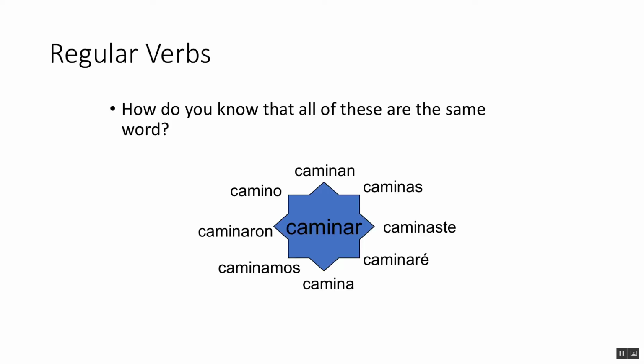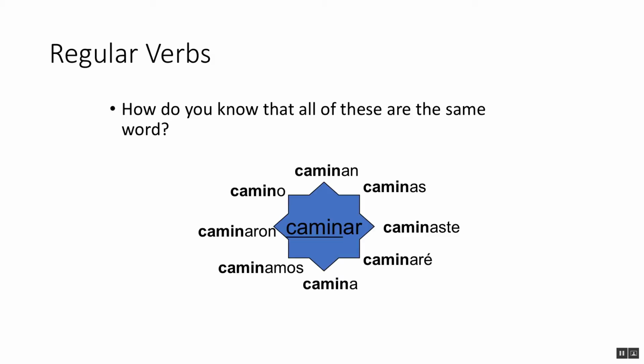Now think about how you know that all of these are part of the same word. Maybe you thought, well, they look similar, right? They start with the same base. So they all start with camin, right? And then we go changing the endings to indicate the tense of the verb. This is a regular verb in Spanish.